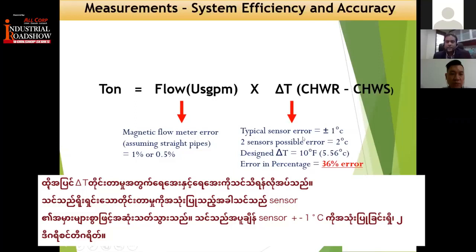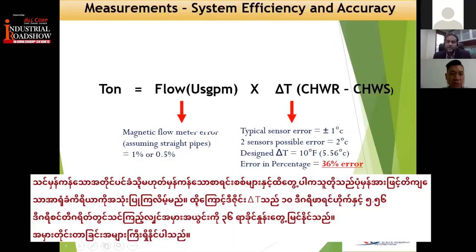errors. Like say, if you're using a temperature sensor of plus minus 1 degree C, two sensors, right? Your possible error can be 2 degrees C, right? So that's why when you engage the right consultant or right auditor, they will normally use a very accurate sensing points, no? So you will see that if the design delta T is 10 degree F at 5.56 degrees C, you are looking at an error of 36% error.